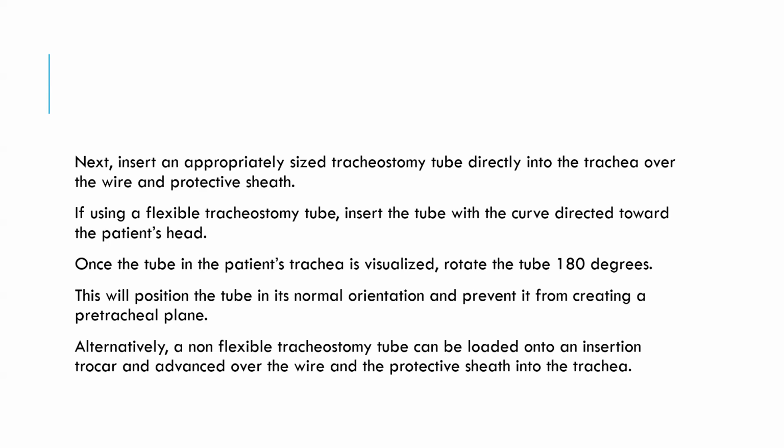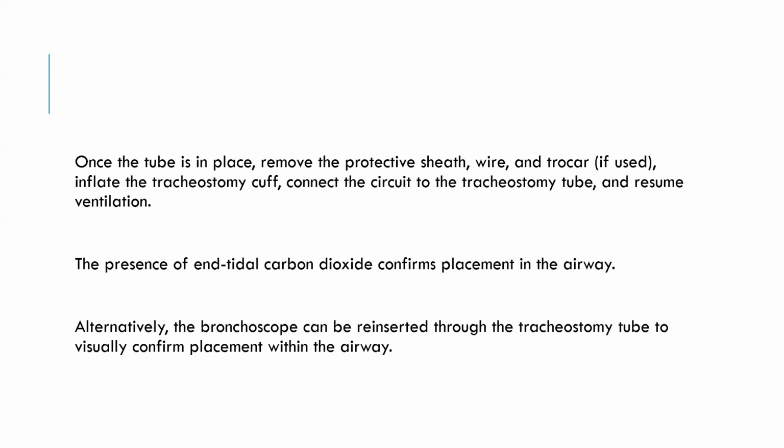Alternatively, a non-flexible tracheostomy tube can be loaded into an insertion trocar and advanced over the wire and protective sheath into the trachea. Once the tube is in place, remove the protective sheath, wire, and trocar. Inflate the tracheostomy tube, connect the circuit to the tracheostomy tube, and resume ventilation.